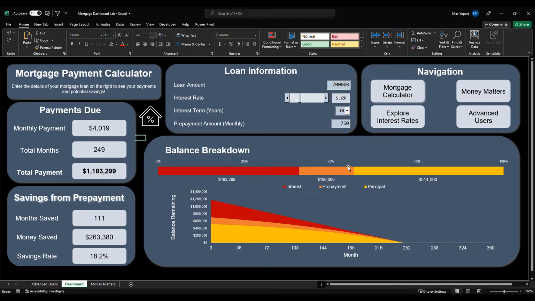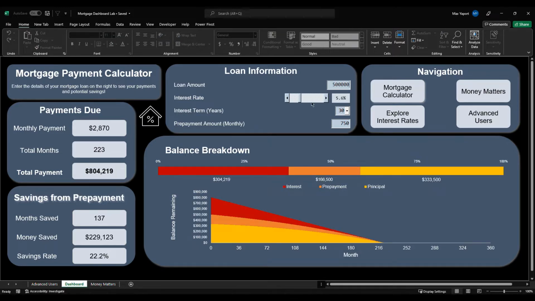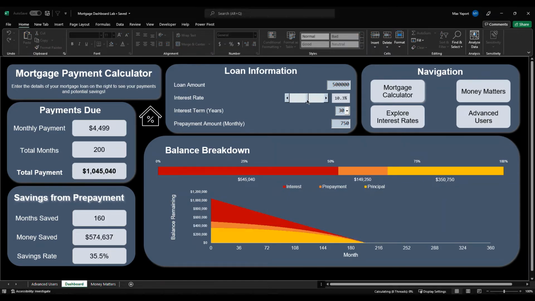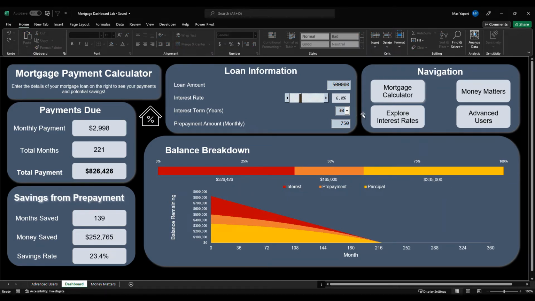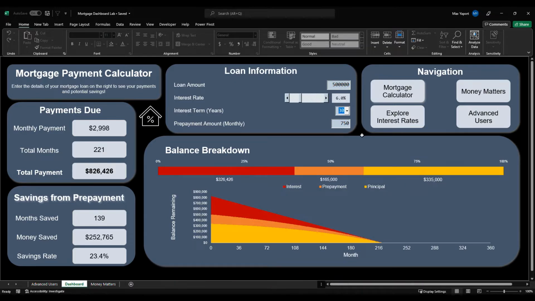Our calculator has 4 simple inputs: loan amount, which can be edited like so. Everything changes automatically. We have a slider for interest rates. We have the interest term in years. Choose between 30, 20, and 15. And here we can input your prepayment amount if you would like to prepay.